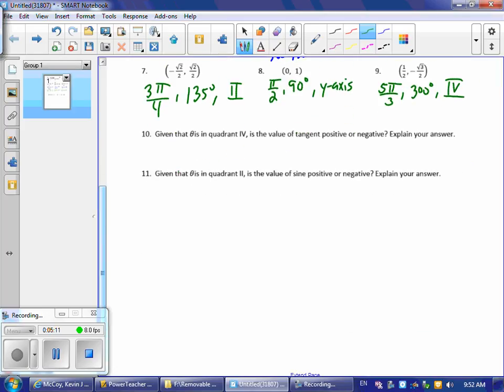Given that we know theta is in quadrant 4, is the value of tangent positive or negative? Well, tangent is y over x. In the fourth quadrant, you're going to the right and then down. So x is positive, y is negative. If I get a negative over a positive, I'm going to get a negative. So tangent is negative.